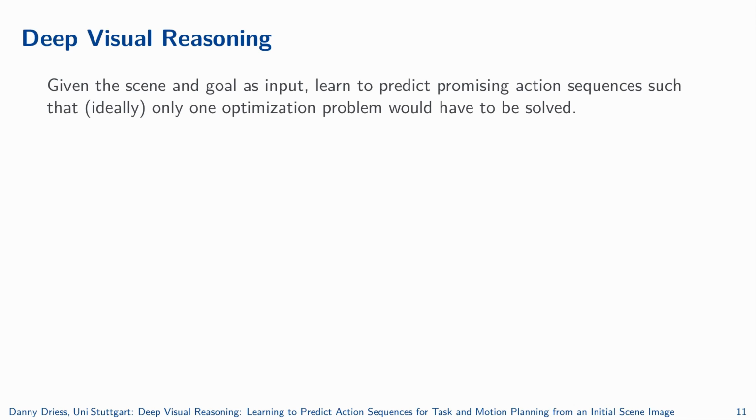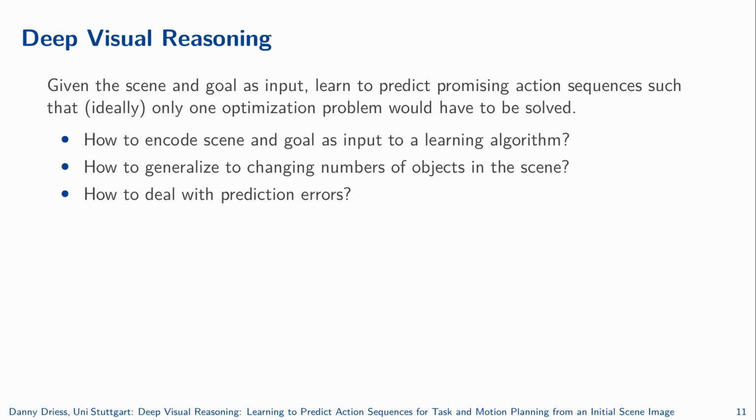To overcome this, if we could learn, given the scene and the goal as input, to reason about promising action sequences before checking them, the number of nonlinear programs that have to be solved could greatly be reduced. However, one of the big questions here is how the objects in the scene and their properties as well as the goal can be represented as input to the learning algorithm in a way that not only allows generalization over different object properties, but especially also generalizes over changing numbers of objects in the scene.